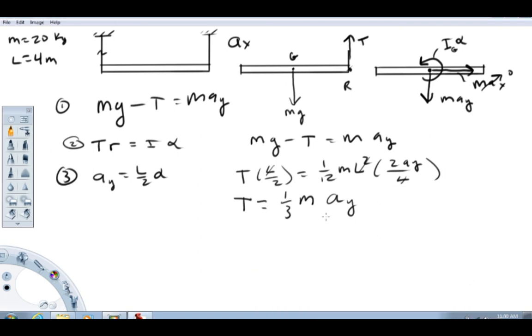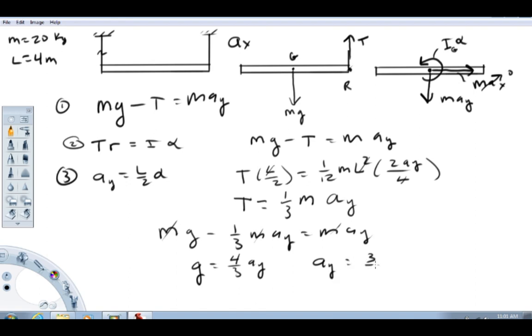Now I'm going to take that tension and substitute it into the equation above. This now reads mg minus T equals, the whole point of that was to get rid of the T, mg minus 1/3 m a_y equals m a_y. Notice the masses divide out, so now g equals, and I add this to the right, adding a_y to 1/3 a_y, that's 4/3 a_y. So if we solve this for a_y, we get 3/4 g.